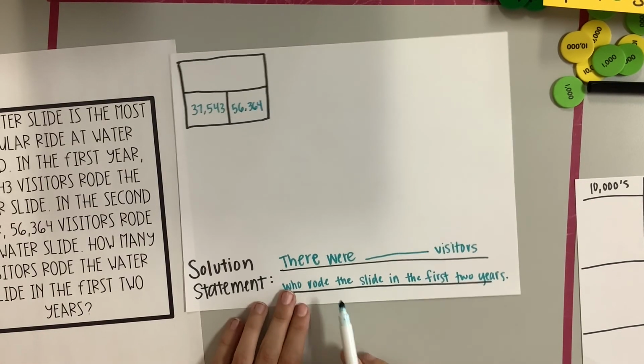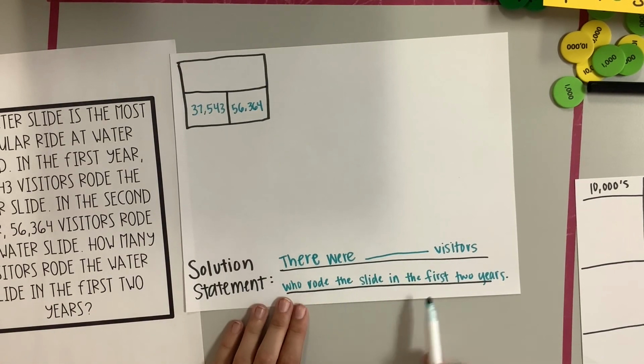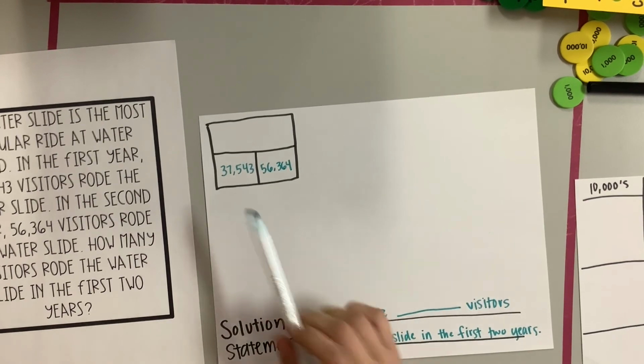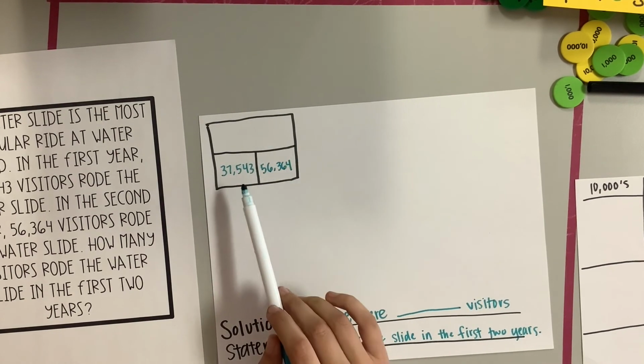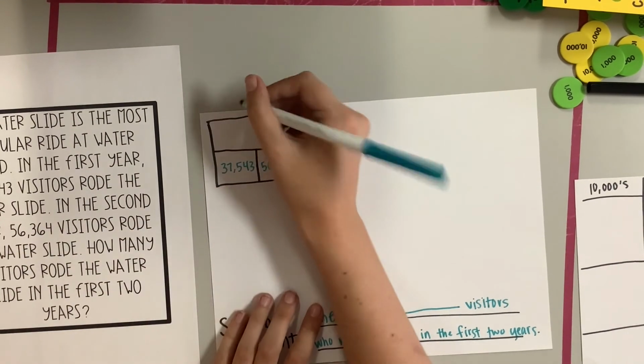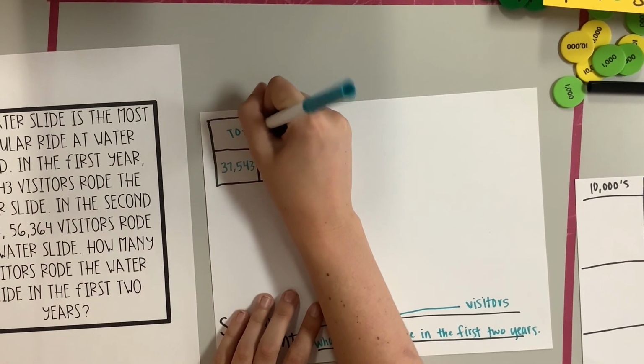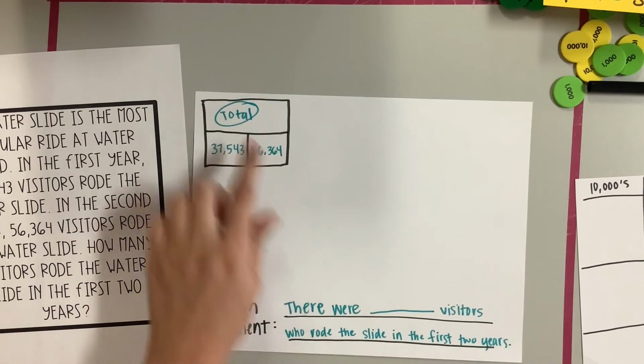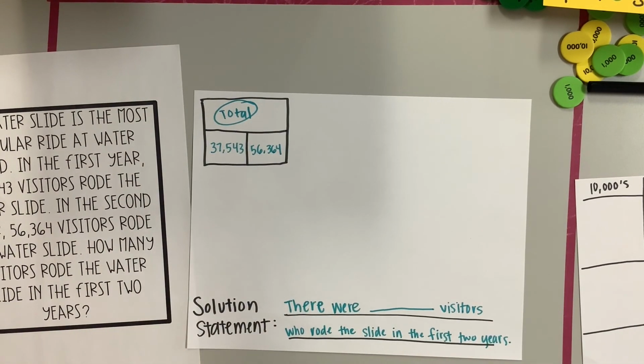So like a good problem solver does, I wrote my solution statement. There were blank visitors who rode the slide in the first 2 years. I also filled out a strip diagram because I know I need to add these two together to get a total. That's what I'm looking for to answer this question.